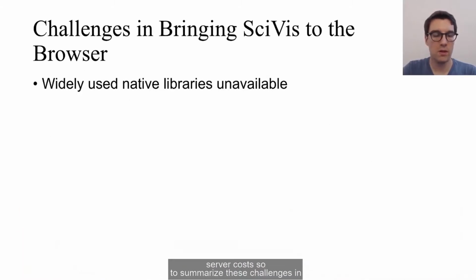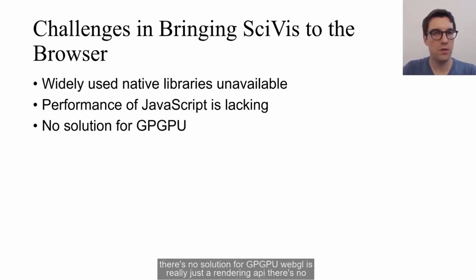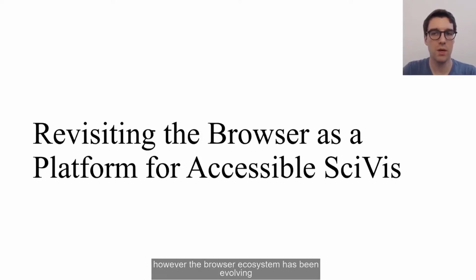To summarize the challenges in bringing VIS to the browser, the widely used libraries that we have in native applications are typically unavailable. The performance of JavaScript is not really where we might want it to be. There's no solution for GPGPU. WebGL is really just a rendering API, with no compute shaders, and it also lacks features that we want for high performance rendering. However, the browser ecosystem has been evolving, and these issues can be addressed by current and upcoming technologies, specifically WebAssembly and WebGPU.